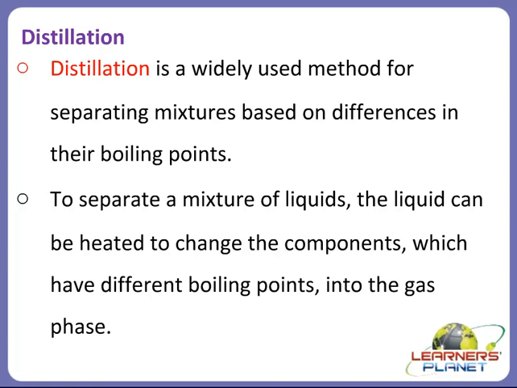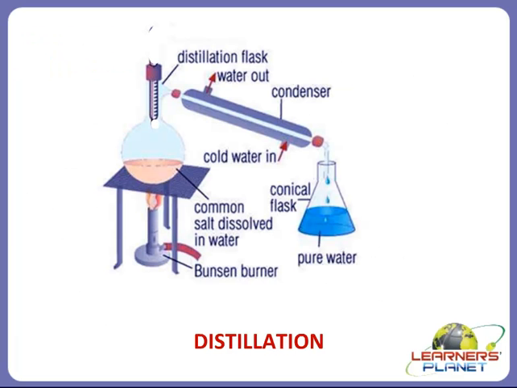Let us understand it more clearly with the help of a diagram. This is one such picture of the distillation process, in which this is a flask, right? In this flask there is impure water. The impure water is taken in this round bottomed flask and then it is heated. As you can see here, this is known as a Bunsen burner, right? So the flame is provided and the flask in which there is impure water is heated.